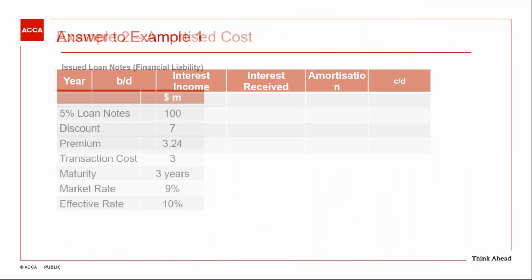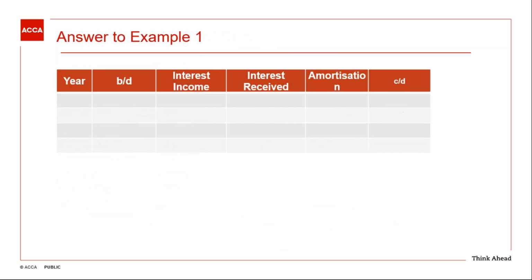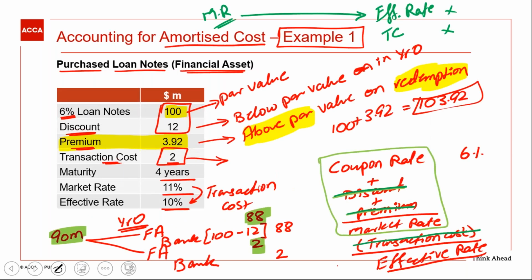Okay, so now we have another example of the amortized cost, but this time the difference is that we are talking about issued loan notes, which means it is a financial liability to us. It is a financial liability to us. Cindy wants a snapshot. Cindy, here you go.